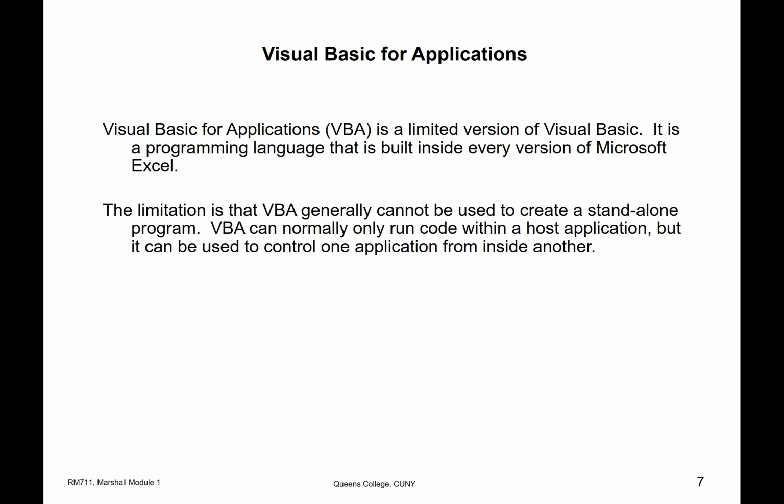Visual Basic for Applications is a limited version of Visual Basic. So it is technically a programming language that's built inside every version of Microsoft Excel, and it's actually applicable to all different Microsoft Office products. You could even use it inside of PowerPoint and Word as well. The limitation to VBA as opposed to VB is that VBA generally cannot be used to create a standalone program. VBA has to be run from inside a host application, namely Microsoft Excel or PowerPoint or Microsoft Word.